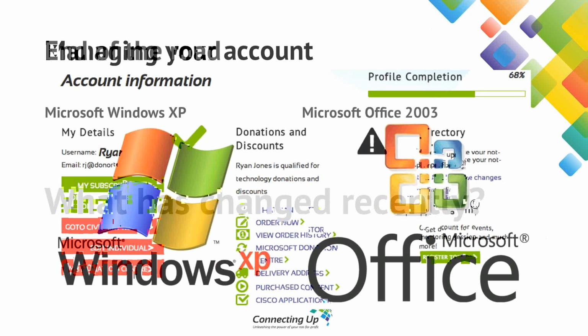And with the migration from Windows XP to Windows 8.1, just remember that it is a clean install, so the best thing to do is to back up everything on that computer, format it, and start completely afresh. Now with Office 2003, if you're still using Office 2003, it's probably on a Windows XP computer, so you'd probably do both of them at the same time.